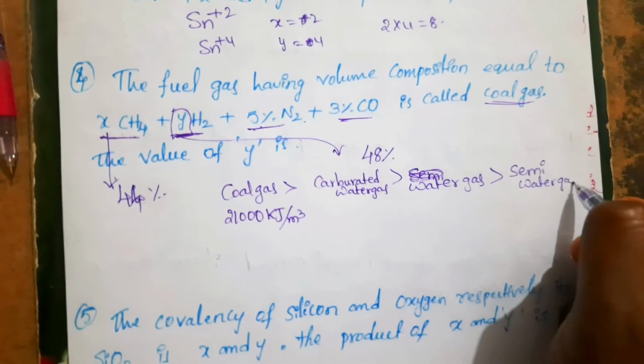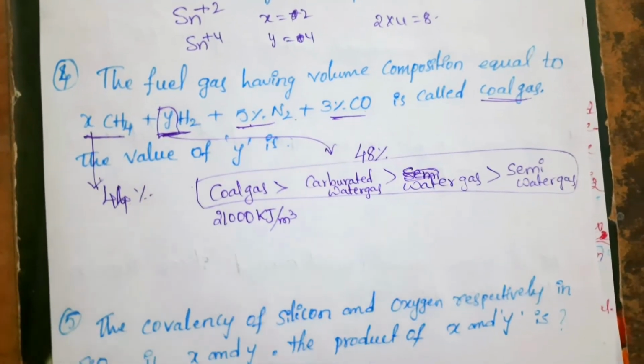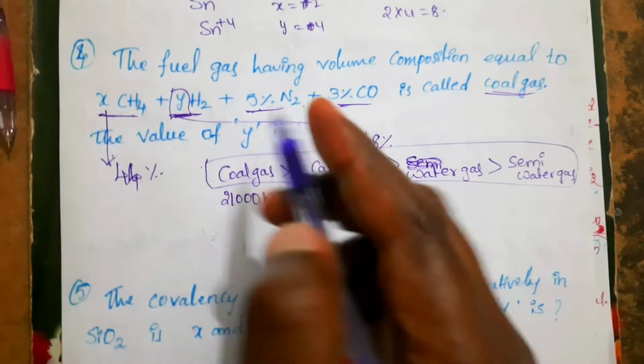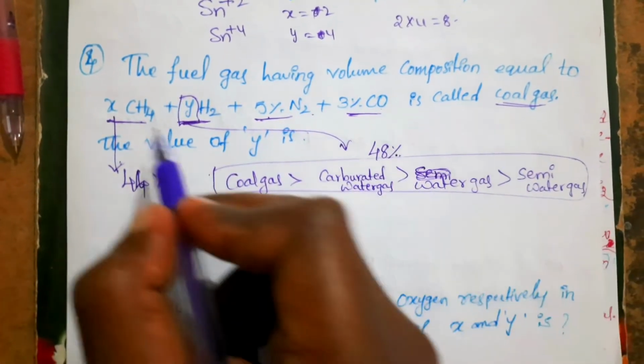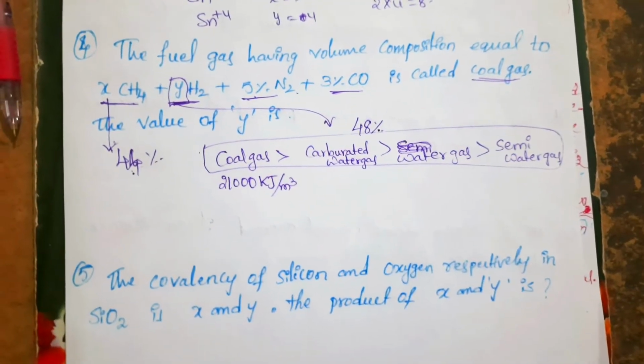Which is the best fuel here? Based on the calorific value we can decide. Coal gas has the highest calorific value, so for that reason it is the best fuel, in which the percentage of hydrogen will be 48, methane will be 44, and the remaining percentage will be nitrogen and carbon monoxide.